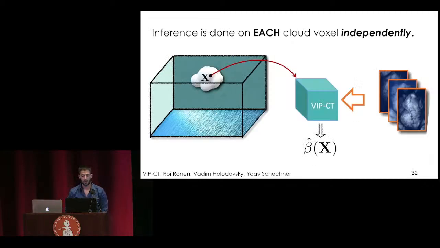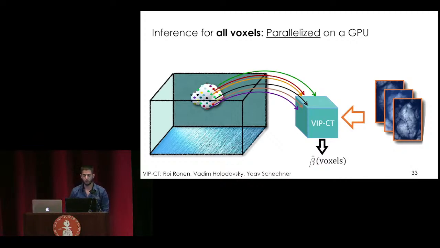VIPCT relies on wide cloud images, while it infers each cloud voxel independently. The output is the scalar of the extinction coefficient for that voxel. Inference for wide domains is fast because analysis of all cloud voxels is parallelized using a GPU.